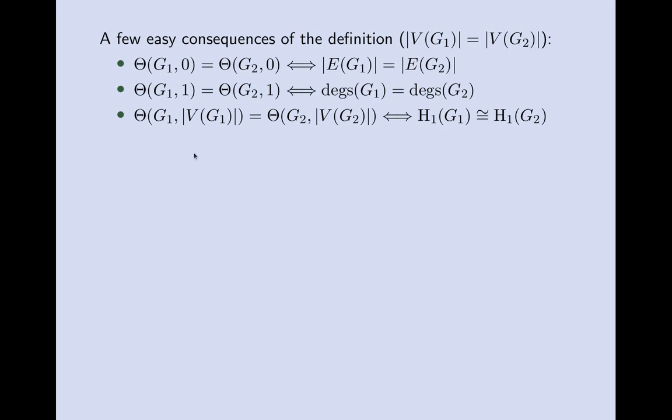On the other end of the spectrum, if we take the theta sequences of, let's say, maximal level in degree given by the number of vertices of G1 and G2, then the theta sequences here will coincide if and only if these two graphs have the same homology. And since we were talking about connected graphs, we are just looking at H1.